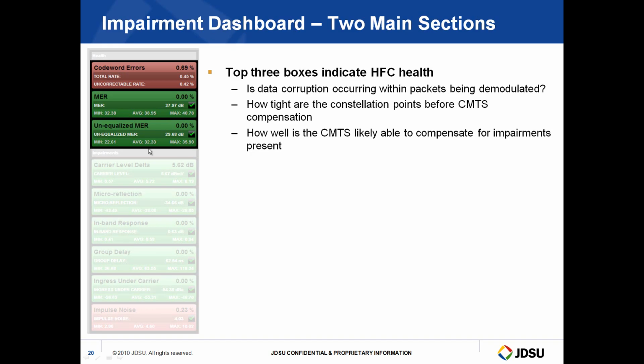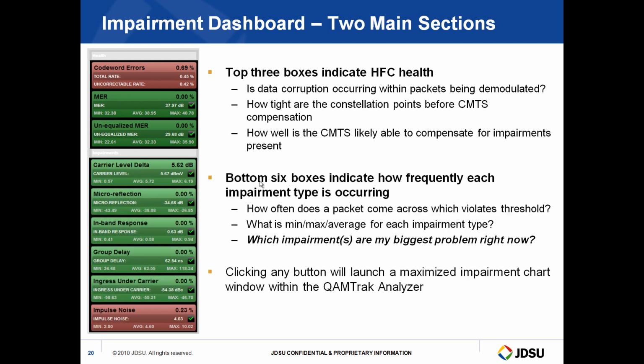The impairment dashboard has 2 main sections. The top section consists of your health metrics. It doesn't tell you a thing about what is wrong with your node, it just tells you if you have a problem. It gives you an idea of code word errors. Do you have data corruption within packets as indicated by code word errors? And do you have other impairments that are causing a spread in your constellation? More symbol error, like the equalized and unequalized MER.